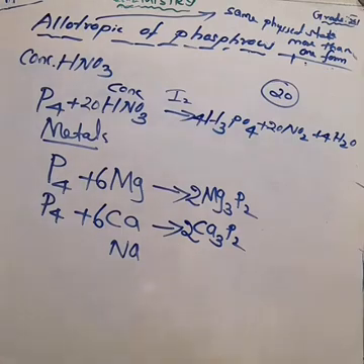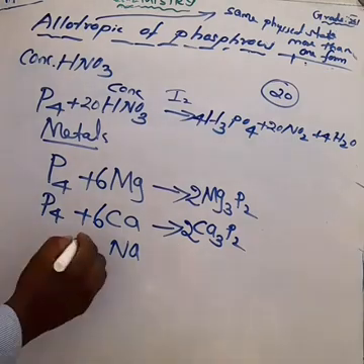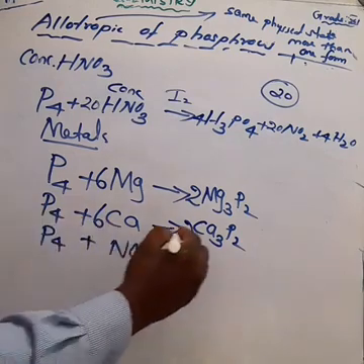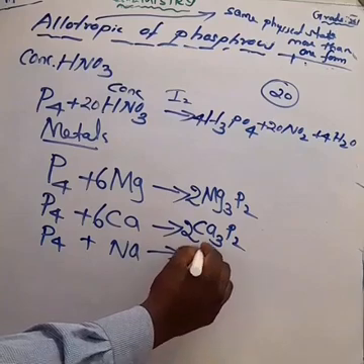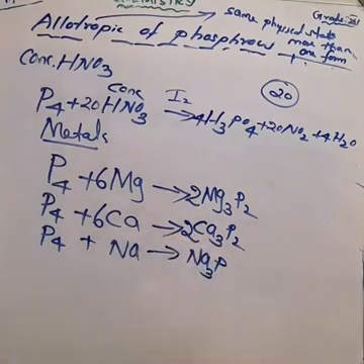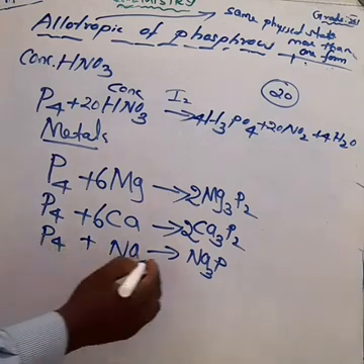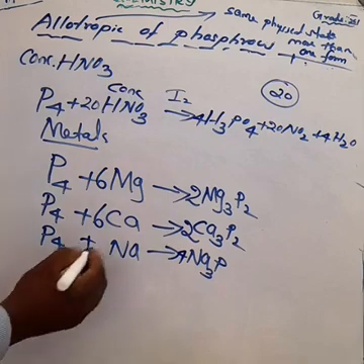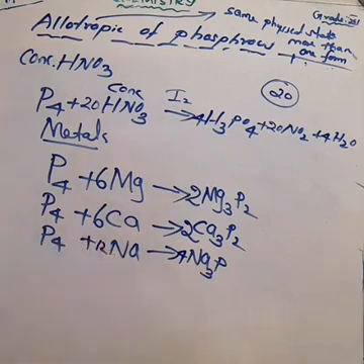Next one. Phosphorus reacts with sodium, and we get sodium phosphide. The sodium phosphide formula is Na3P. Don't forget that: Na3P, sodium phosphide. So how much phosphorus is there? 4 phosphorus, so make it 4 phosphorus here. How much sodium is there? 4 into 3 is equal to 12. So make it 12 sodium. Okay, these are the equations.